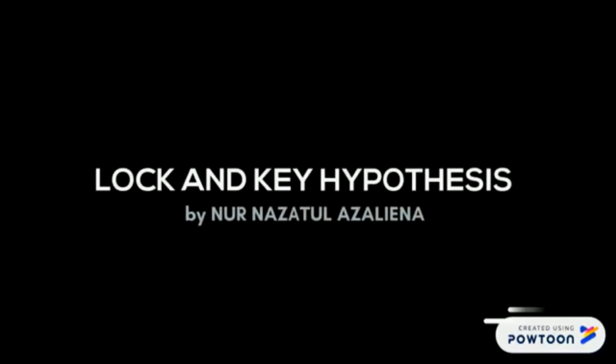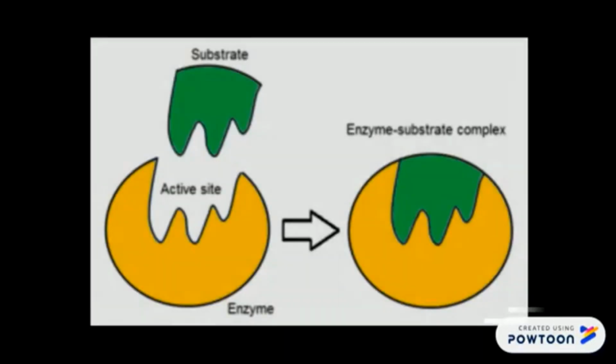Today, I would like to explain about the lock and key hypothesis. We know that the active site is where the chemical reactions occur. But how do reactions occur exactly? Let us look at the first model of enzymatic action.